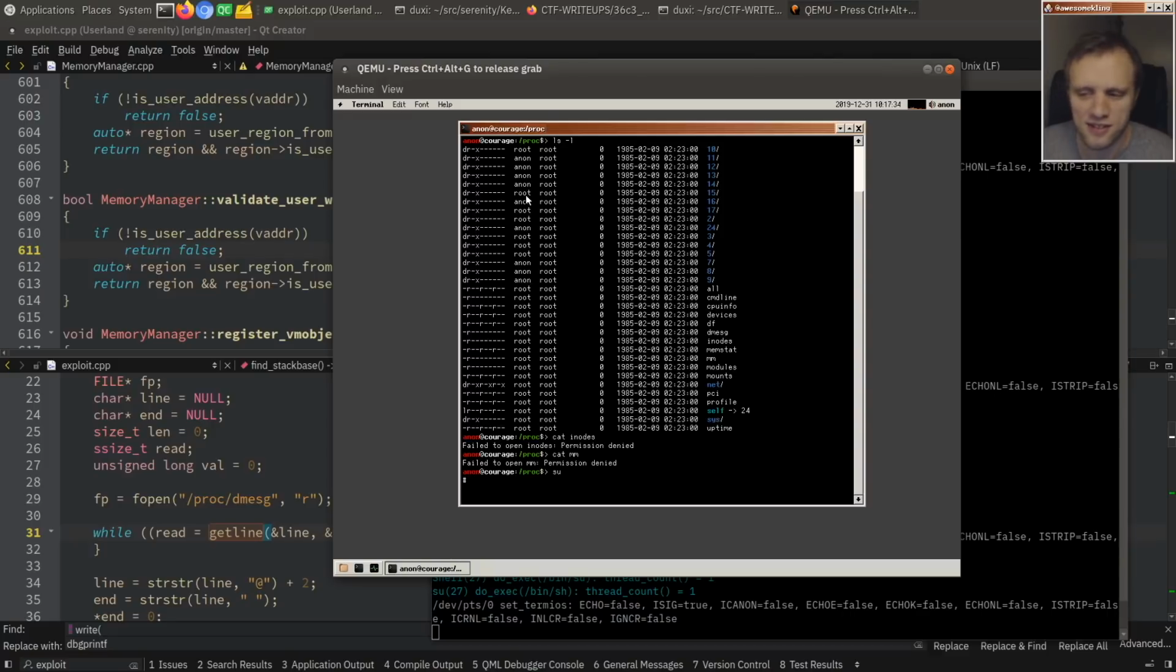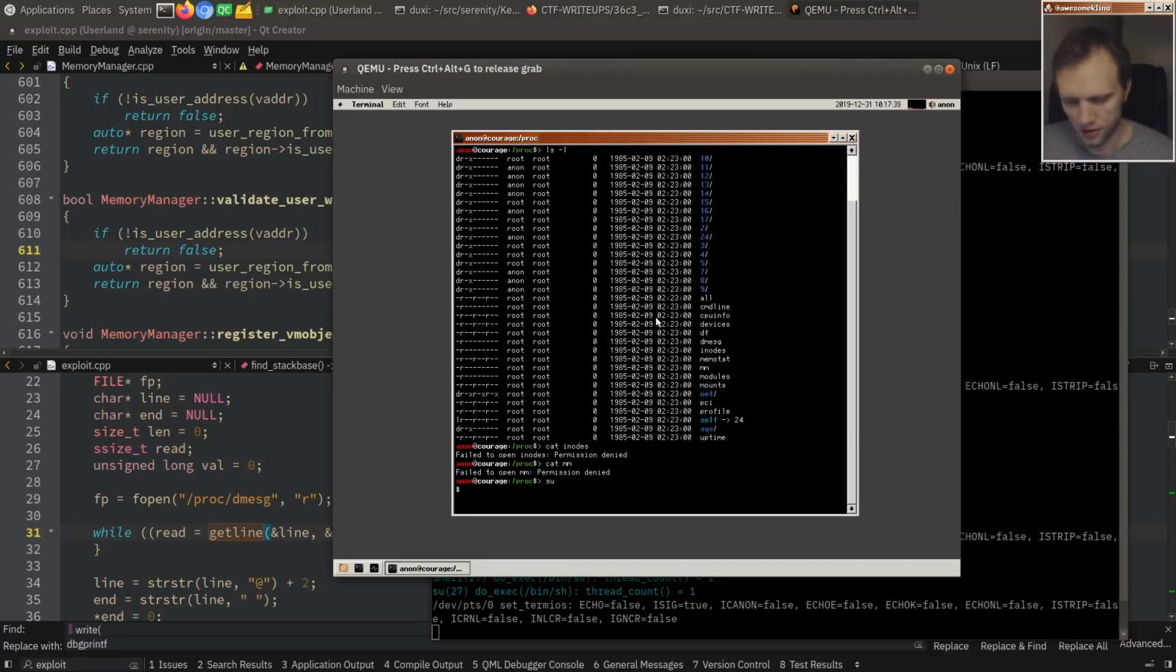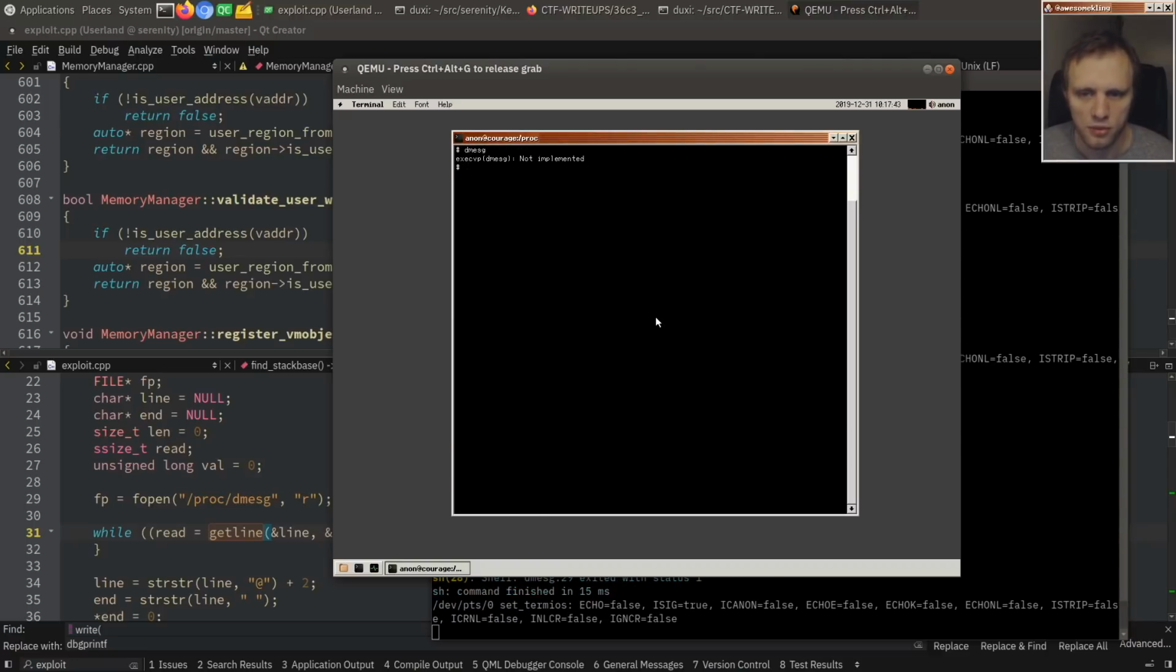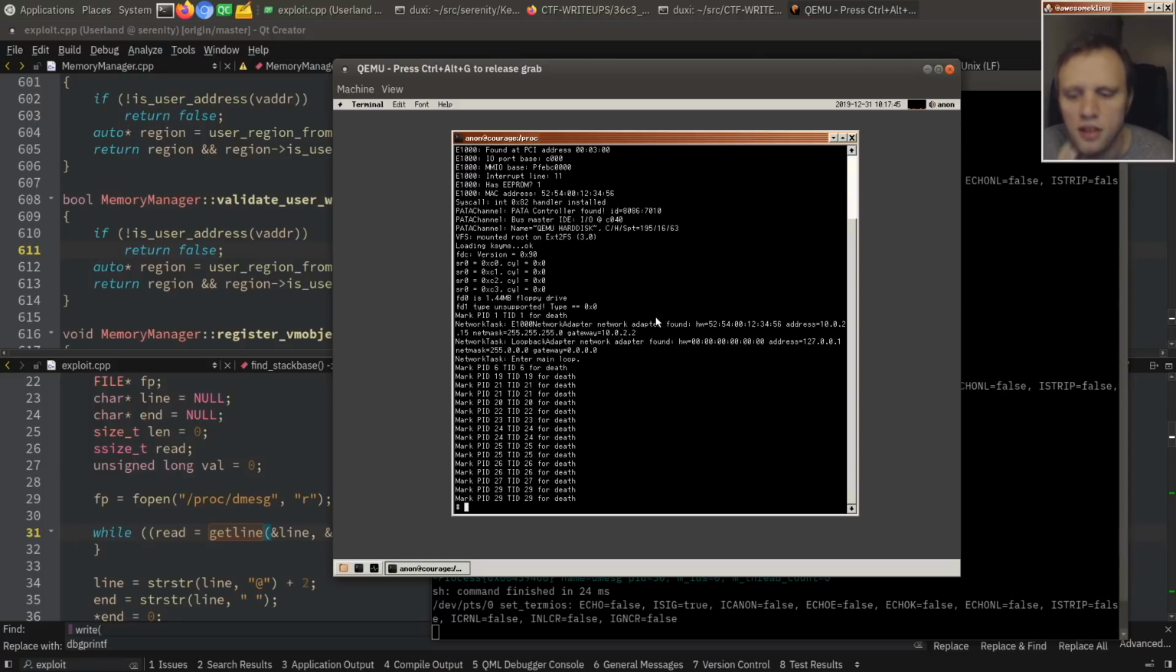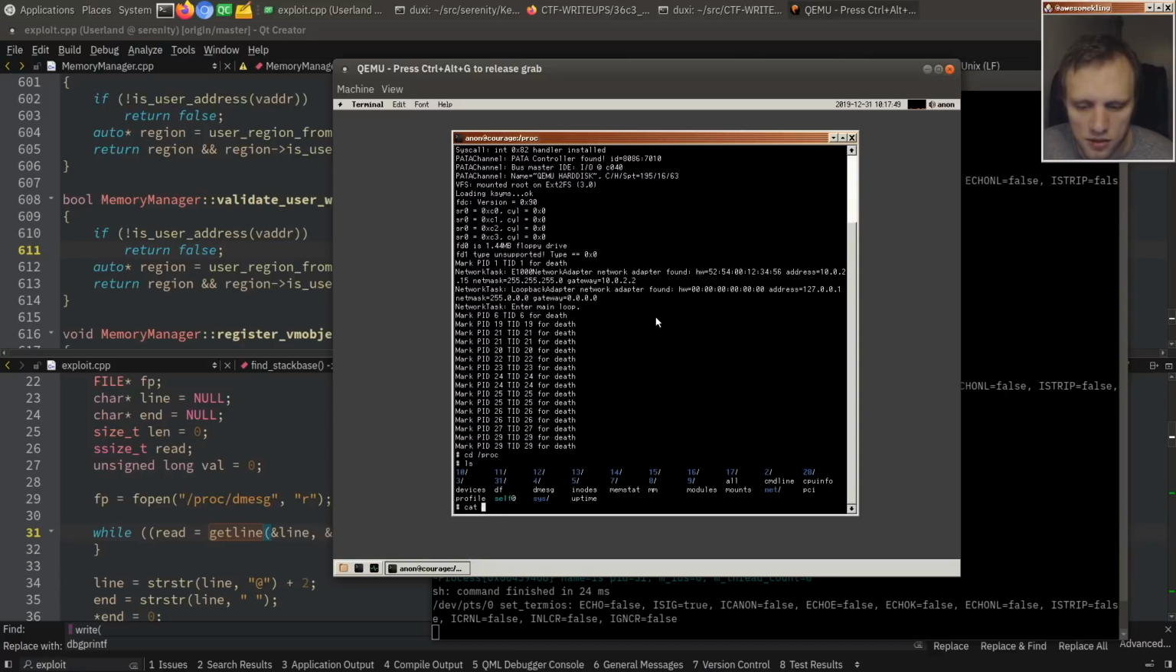So I hope that's something that they removed when they did the CTF. But if you want to look at these things, you can just get a root shell. Oops, I had to be somewhere else. Get a root shell, and you can look at all of these things.